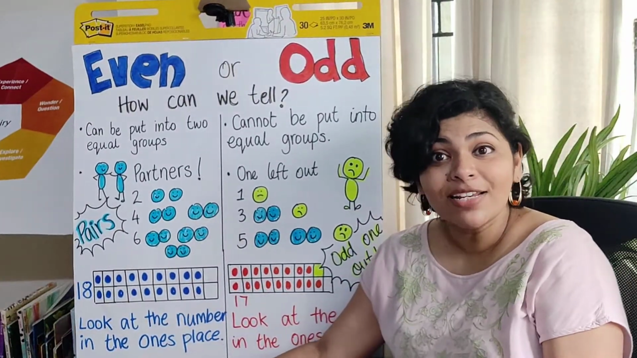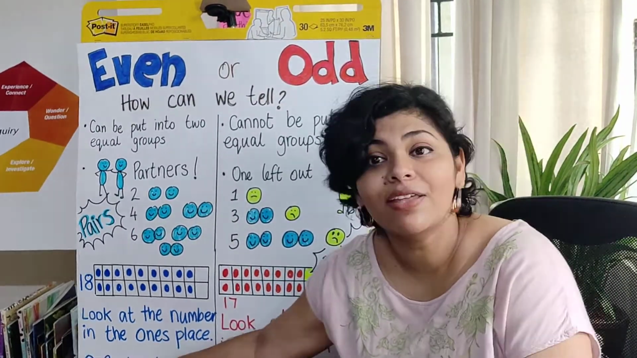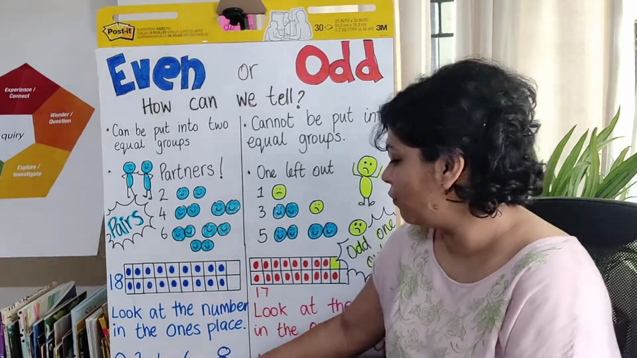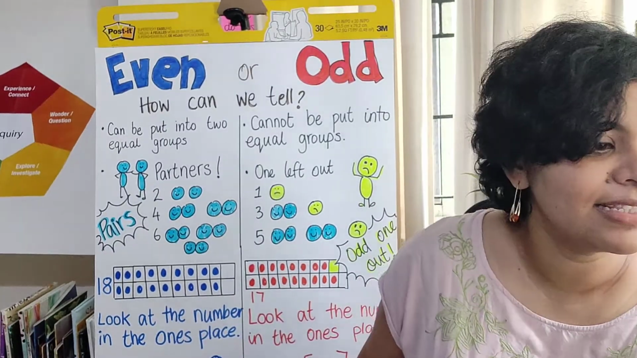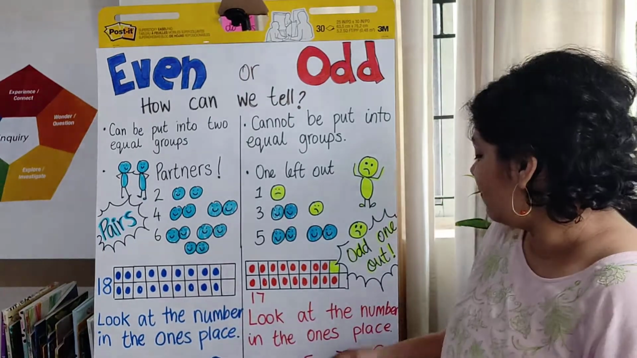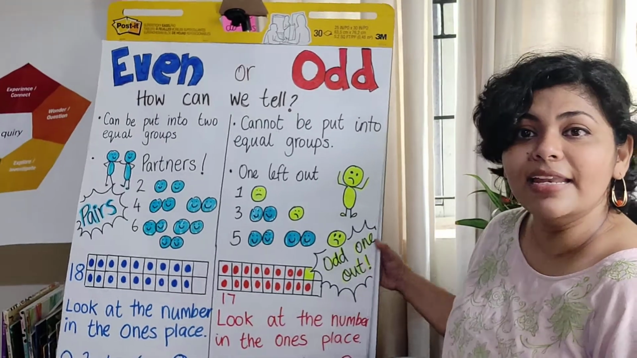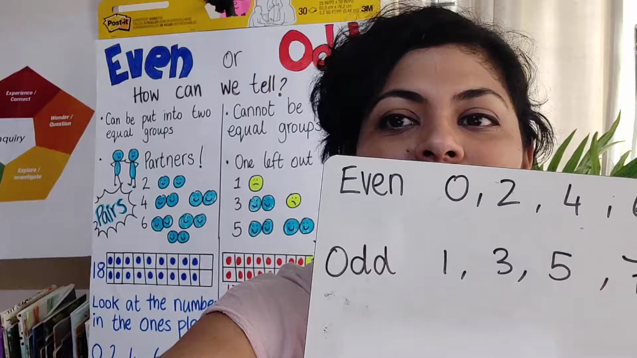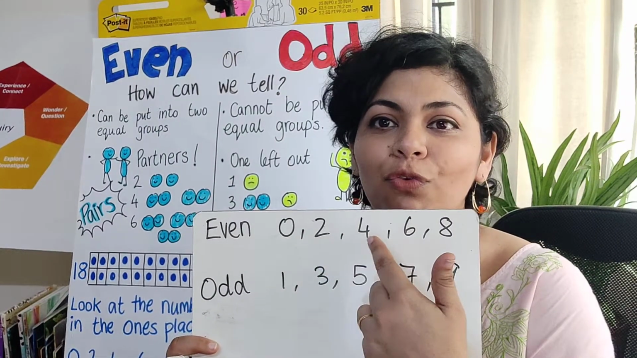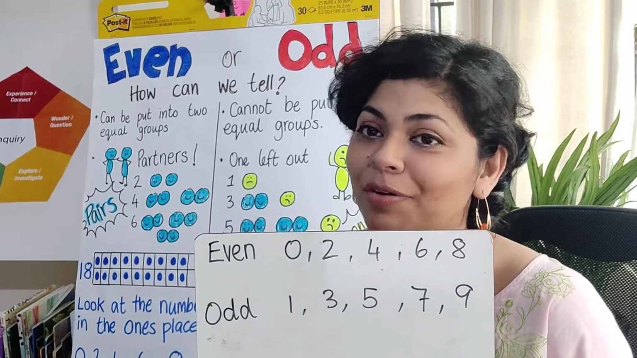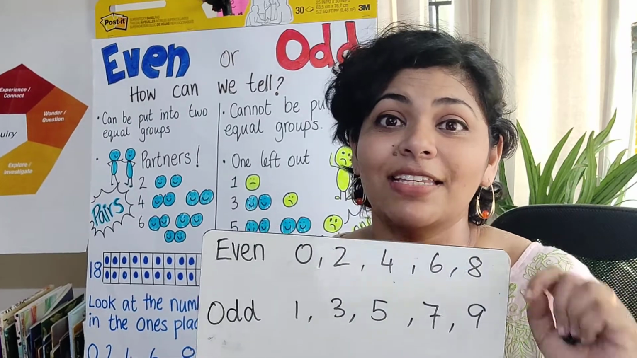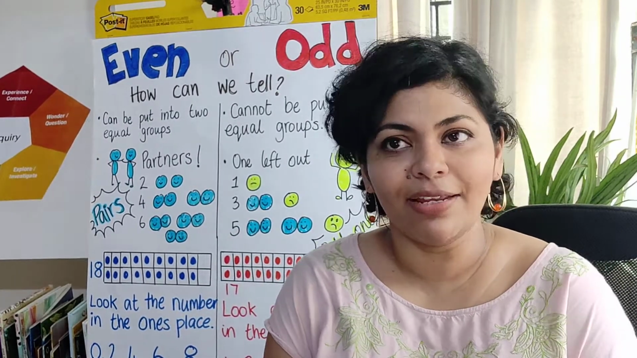If the number in the ones place is an even number, like 0, 2, 4, 6, or 8, then it's an even number. If the number in the ones place is 1, 3, 5, 7, or 9, then it is an odd number. So, if the number in the ones place is 0, 2, 4, 6, or 8, it's an even number. If it is 1, 3, 5, 7, or 9, it's an odd number. Now let's try it out, okay?